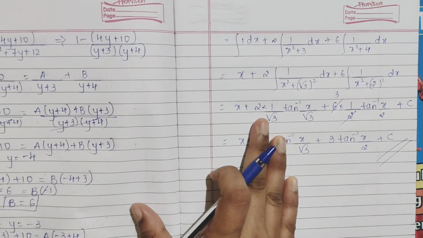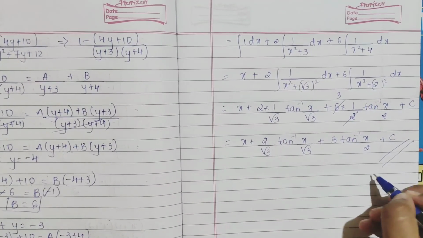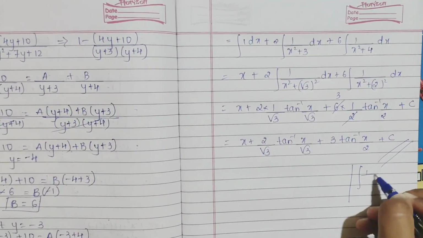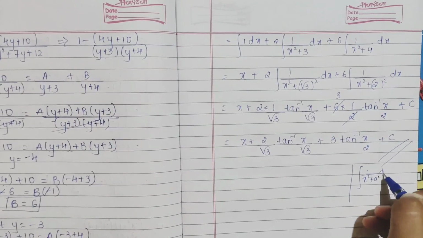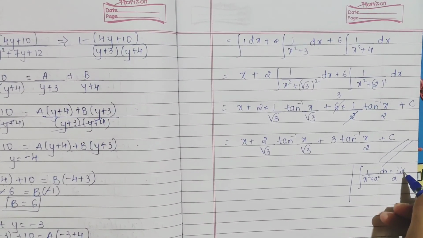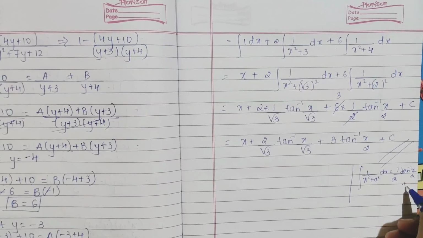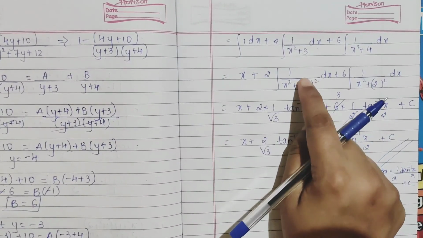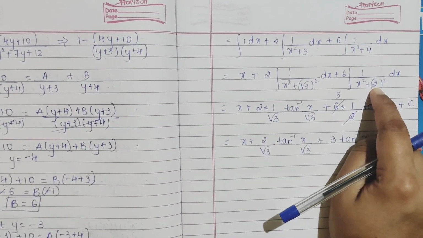I hope I am clear. You can write here that the integration of 1 by (x² + a²) dx is 1 by a tan inverse x by a plus c. The same you have written here, where a is root 3 here and 2 here.